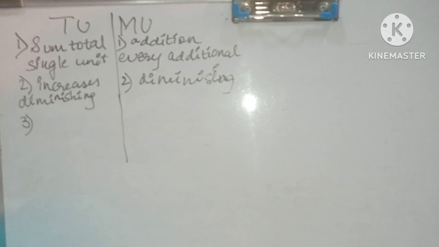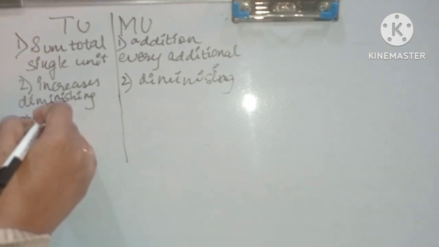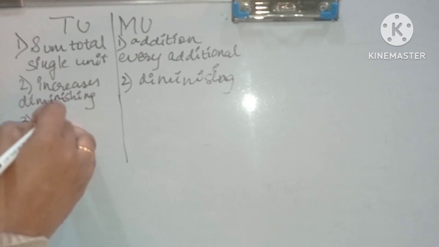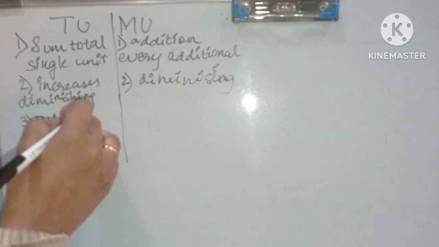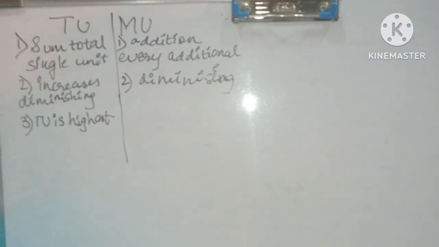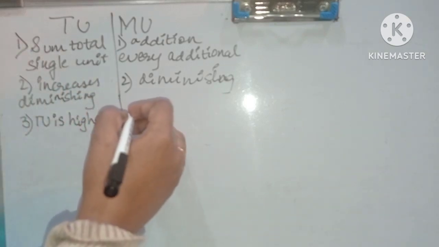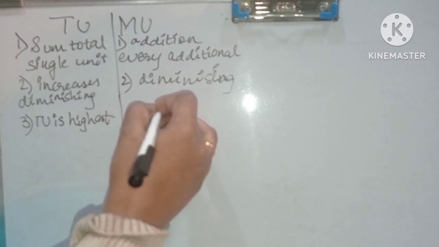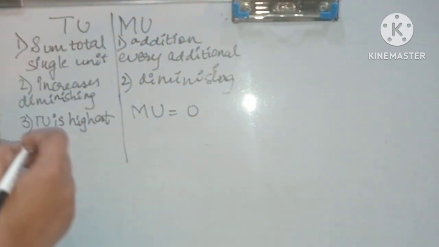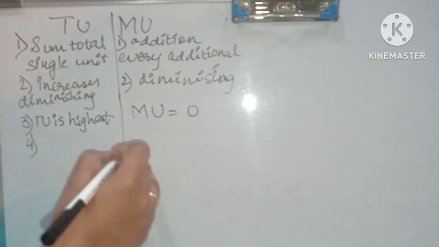At the point of satiety, TU is the highest. There is a point of satiety. Satiety is satisfaction. Total utility is highest at that point. At the point of satiety, marginal utility will be 0. Refer to the previous lecture to understand the diagram.